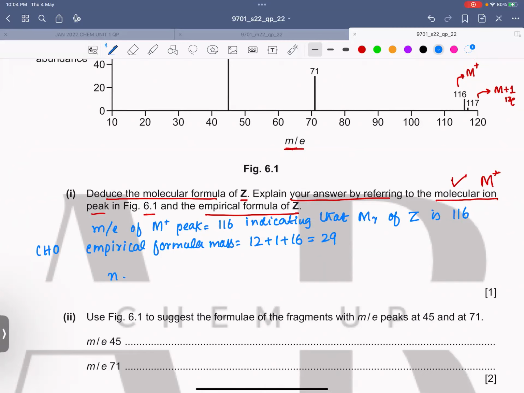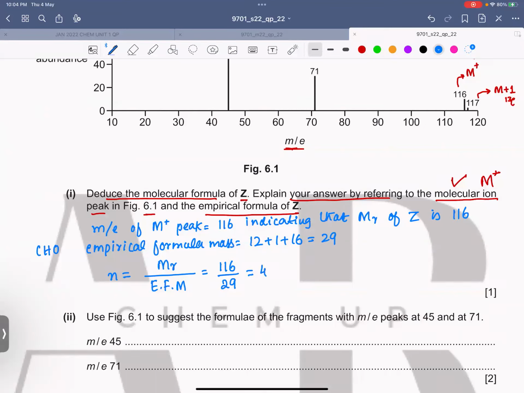If you recall the expression for n, then n is basically the relative molecular mass divided by the empirical formula mass. So the Mr of the compound is 116, and the empirical formula mass of the compound is 29. So can anybody divide and tell me the value of n? Can anyone do the division and tell me the answer, please? Here it's 4. It's 4.